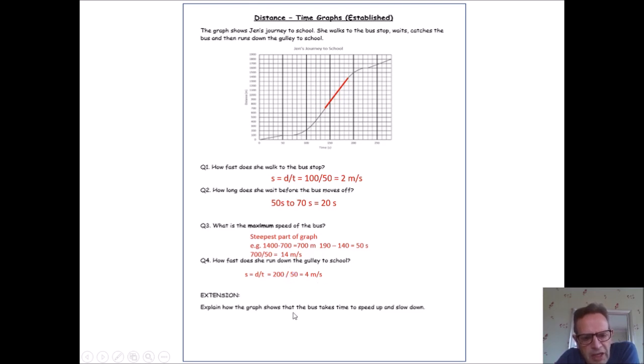Okay, and explain how the graph shows that the bus takes time to speed up and slow down. It is these curved lines, this bit here and this bit here, where the speed is changing and the line is curved. Okay, we could work out the average speed of the bus by going all the way from there to there, but that wouldn't be the maximum speed of the bus, that would be its average speed.